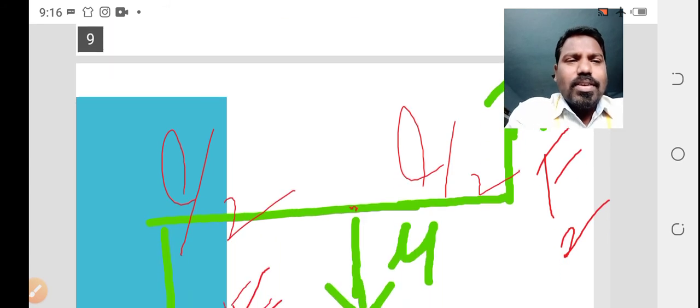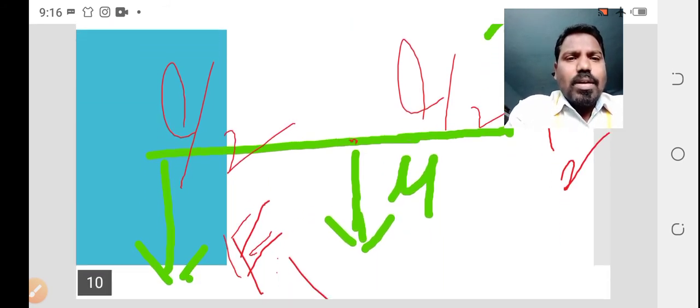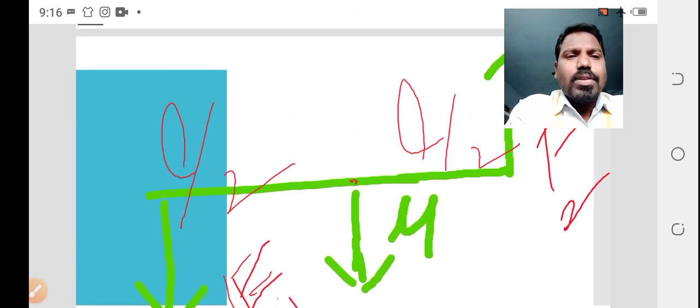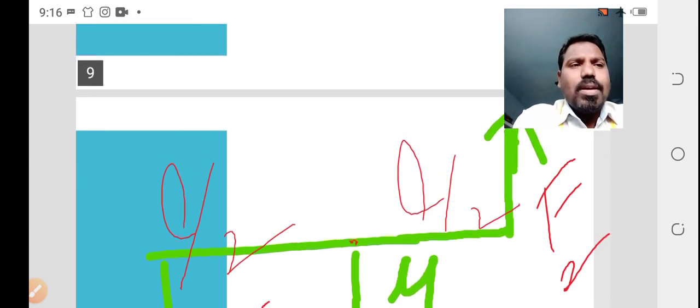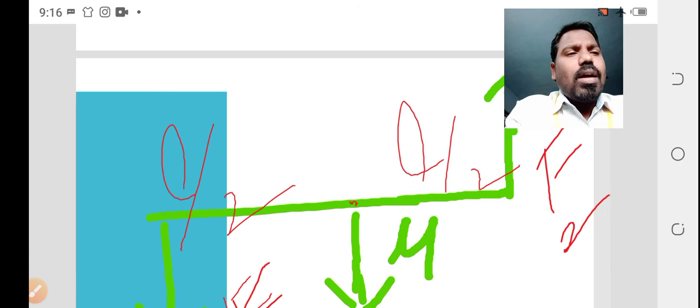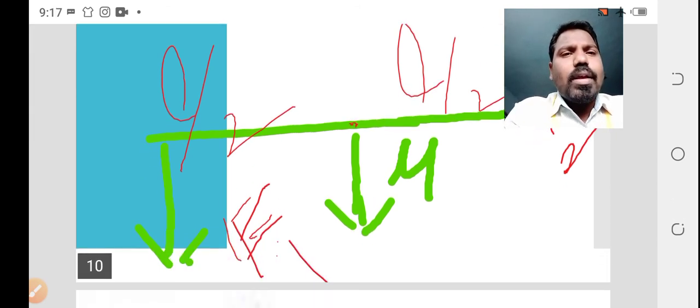So you can see this figure. I took a small part of the figure. The left one indicates the force F1 on face AB, and this indicates face CD, where the force F2 is acting. Force F1 is working on face AB.